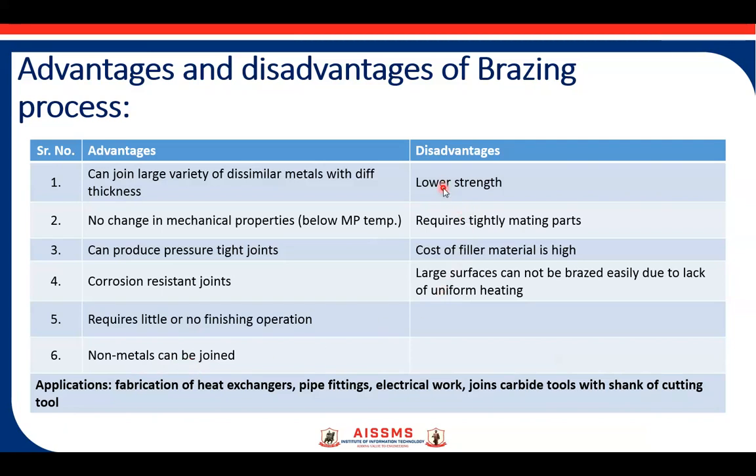Disadvantages of the brazing: it has lower strength. It requires tightly mating parts. Cost of filler material is high. Large surfaces cannot be joined easily due to the lack of uniform heating. We can find application of brazing in the heat exchanger, pipe fittings, electrical works, joints, carbide tools with the shank of cutting tool, likewise.